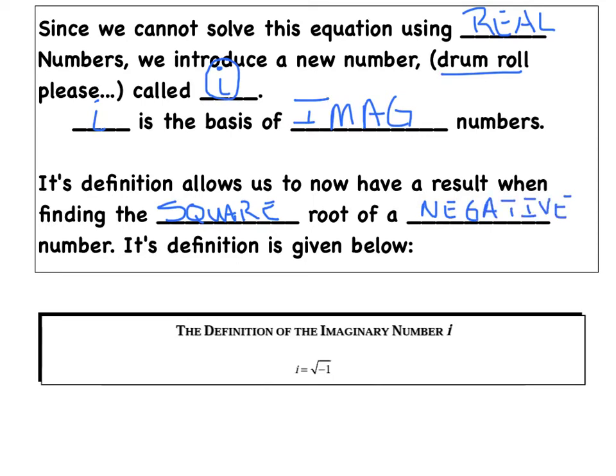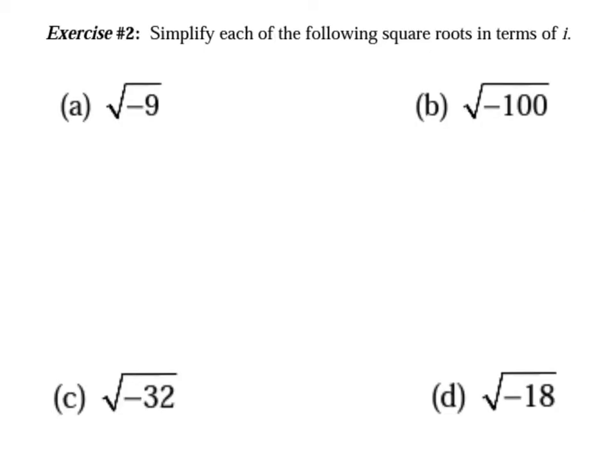And its definition is given here below. So this is the one thing that you want to walk away with today: by definition, i is a number, and i is equal to the square root of negative 1. Just keep telling yourself over and over again, i is equal to the square root of negative 1. i is a number.